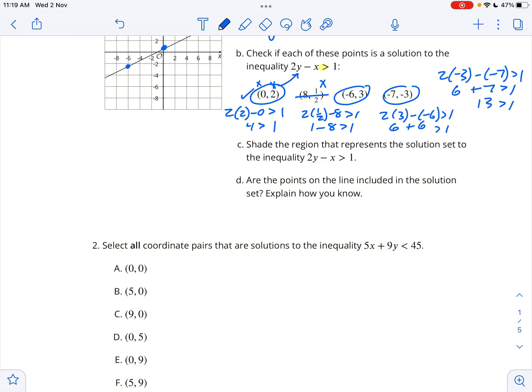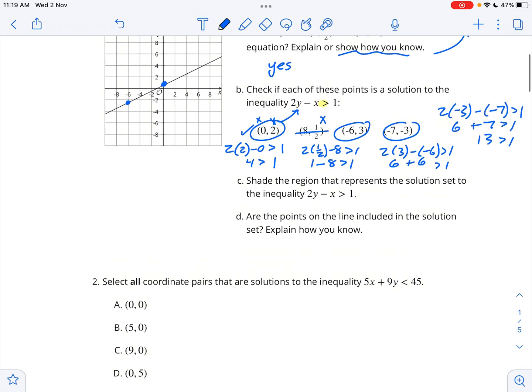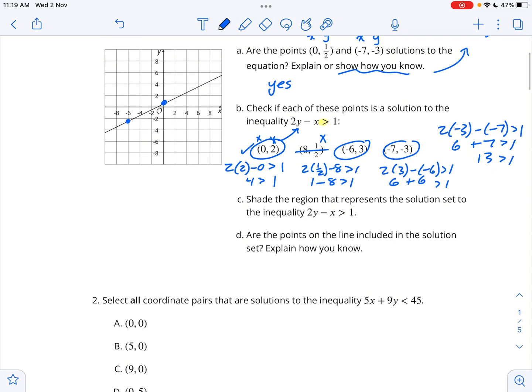Part C says shade the region that represents the solutions to the inequality. Well, all you have to do is look and see, where are those ones that work? (0, 2) works, which is right here. And (-6, 3) works, which is right up here. And (-7, -3) works, which is right there on the line. So the ones that work, that means that that side of the graph is where all my solutions are going to be. The one that doesn't work, (8, 1/2), is going to be somewhere right over here. And you notice that's on the other side of the line, so that one doesn't work.